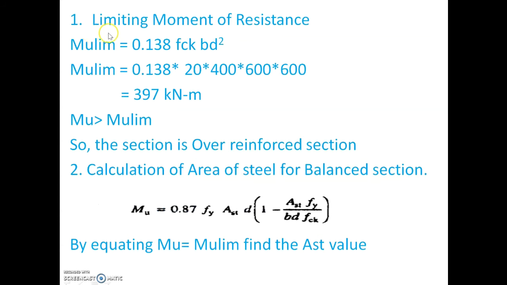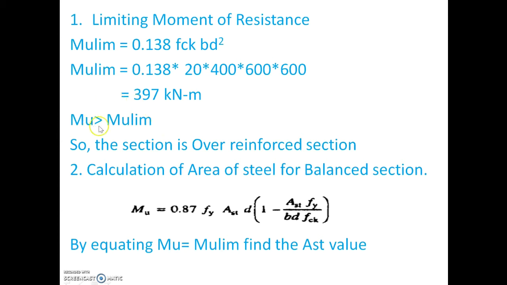and the first step is we have to calculate the limiting moment of resistance. For Fe415 grade steel, the Mu limiting formula is 0.138 fck bd square. Substitute all the values of fck, b and d, we will get the Mu limiting value, that is 397 kN meter. But in this problem, the Mu value is 600 kN meter, so Mu is greater than Mu limiting.